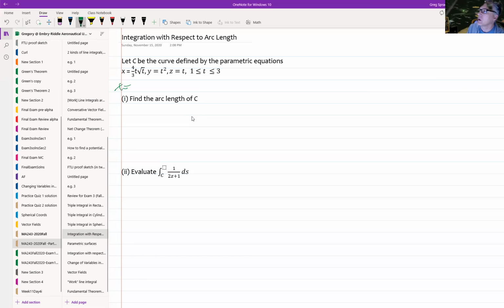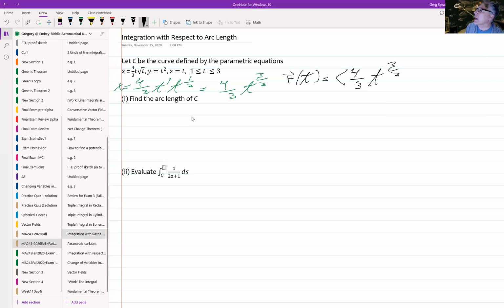I'll rewrite x as 4/3 t to the 3/2, so I can take its derivative. Please don't use the product rule on t square root of t, because it's complicated and you'll probably mess up and get it wrong if you do it that way. So I'll rewrite the parametric equations as a vector function. You get r(t) is 4/3 t to the 3/2, t squared, t. So the velocity is, see, 4/3 times 3/2 is 2 t to the 1/2.